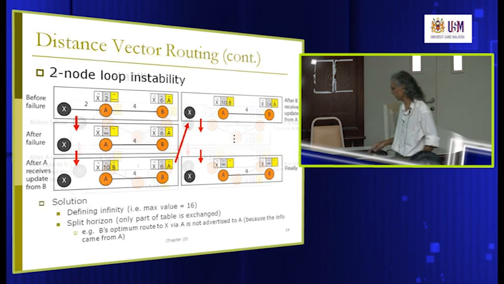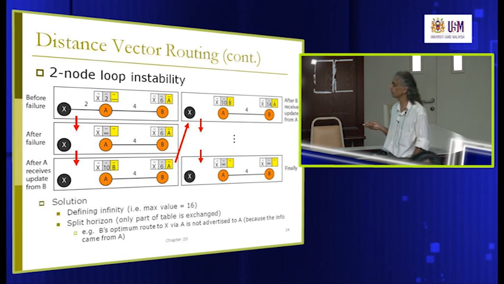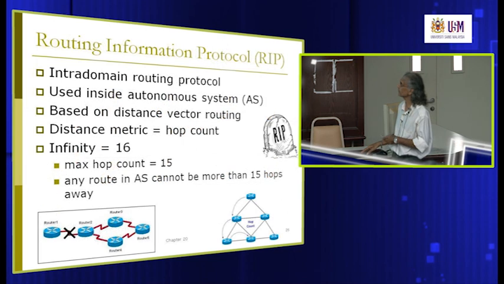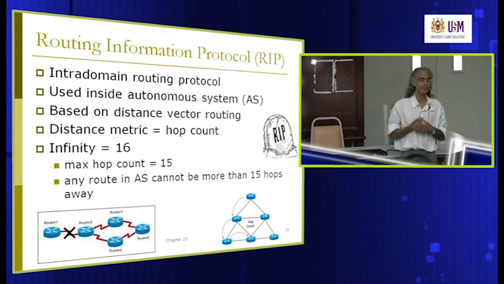The only way to solve it is that either we fix a limit for infinity, or we use a split horizon, where we do not send the partial table back to the same router which we actually obtained the information from earlier. So distance vector is the algorithm, how to do it. RIP is the implementation of it, the protocol.